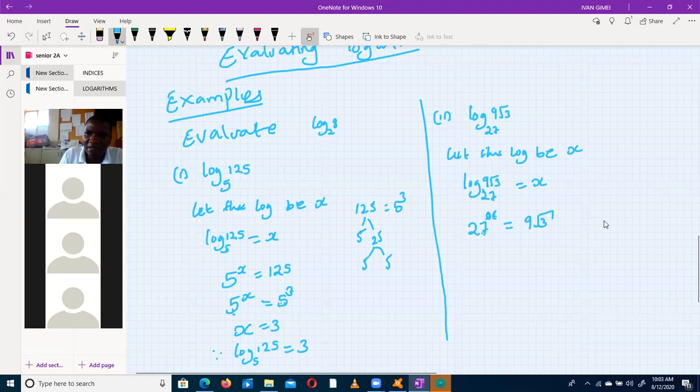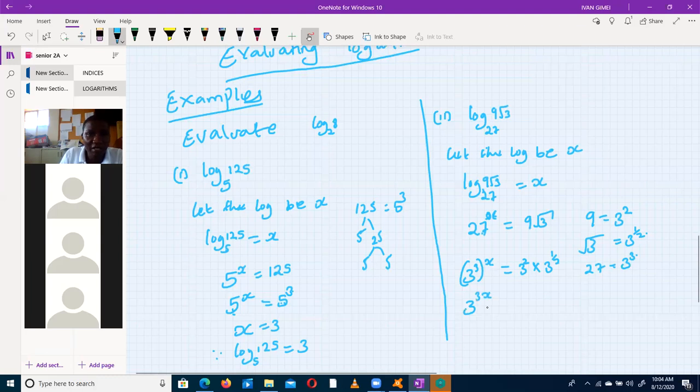9 is the same as 3 squared. And you know that the root of 3 is the same as 3 to the power half. 27 is the same as 3 cubed. So I'm going to substitute everywhere I see that. So I'll have 3 cubed here. Outside I have x equals to 3 squared, times, of course, we're multiplying, 3 to the power half, like that. We expressed every number here in terms of its prime factors. So we shall have 3 power 3x.